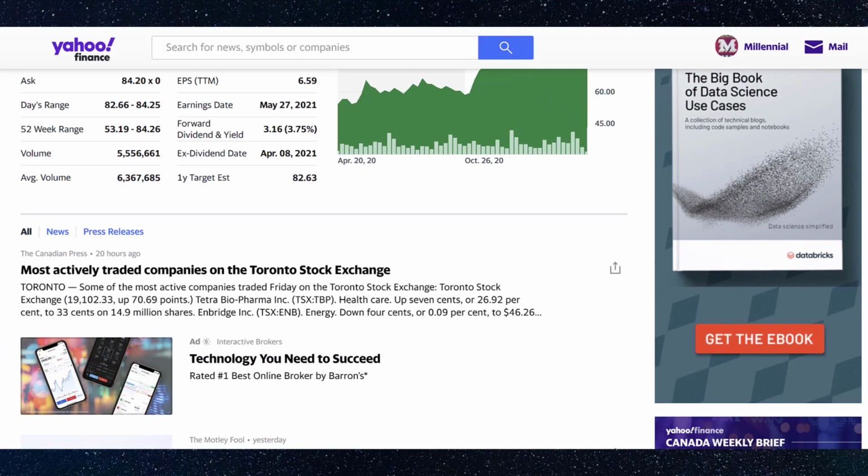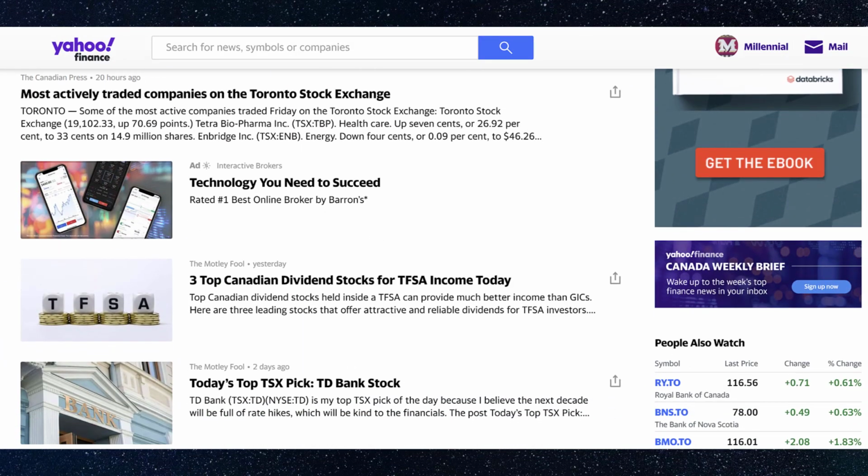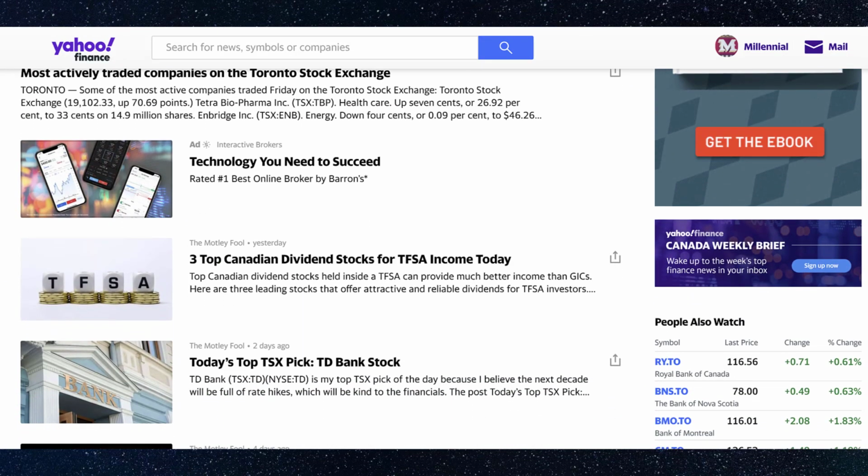And as we scroll down this summary page, there's a lot more useful information within this page alone. You have news, so if you're looking for news on the company or certain articles that have been published, they'll pop up right here.